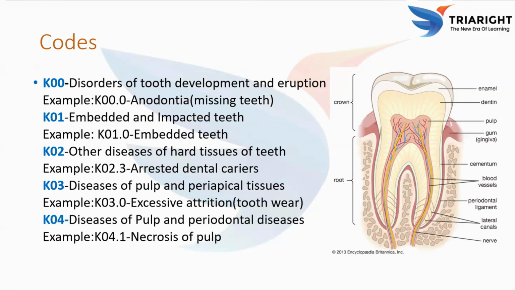Here, the first code is K00. This range of ICD-10-CM covers abnormalities in how teeth form and appear. For example, anodontia. Anodontia is nothing but missing teeth. How can you define anodontia? It's a complete or partial absence of the teeth.